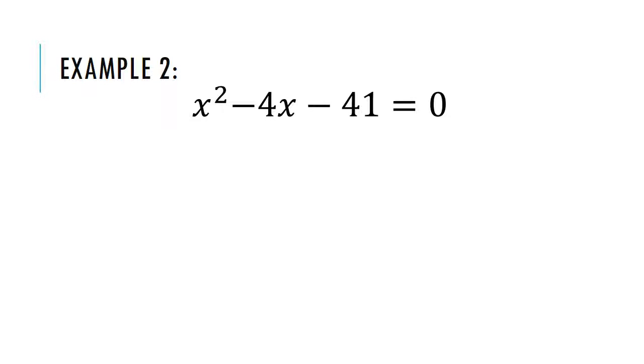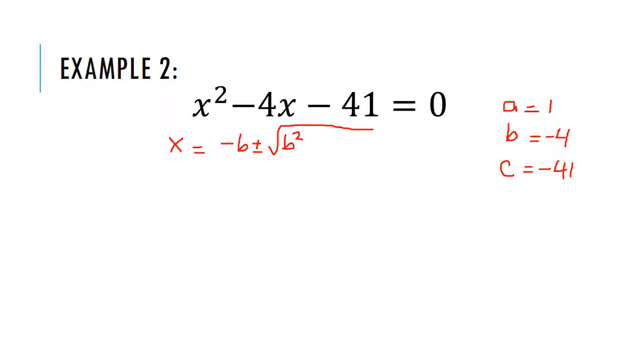Okay, let's take a look at this example now. We have x squared minus 4x minus 41. A is equal to 1. B is equal to -4. And C is equal to -41. And we know that the quadratic formula is x equals -b plus or minus radical b squared minus 4ac over 2a.